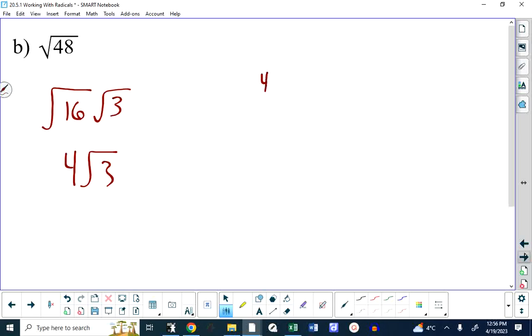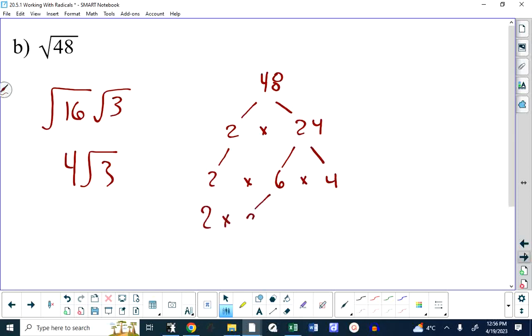Well, let's see, 48 is 2 times 24, which is 2 times 6 times 4, which is 2 times 2 times 3 times 2 times 2. So what I'm dealing with, and this is not what I would recommend for square roots, but it's going to be important that you understand this process in a minute.